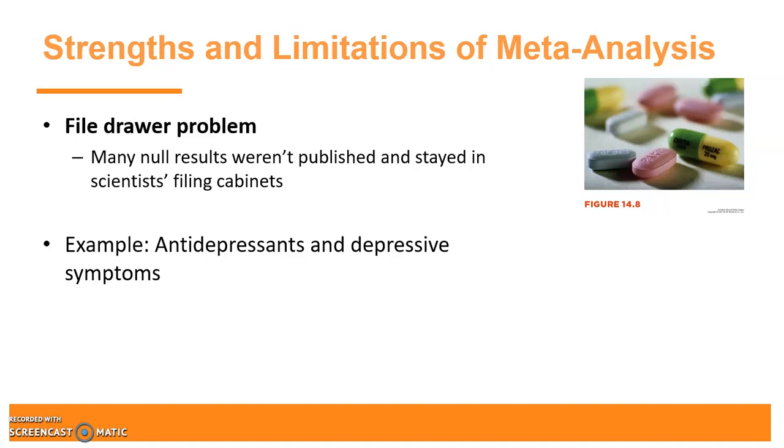Antidepressants and depressive symptoms, for example: if you were to look at just the published results on antidepressants, you'll see that 94% show that antidepressants are effective. However, clinical trials using these drugs actually need to be registered with the NIH, and some of those registered studies don't get published. So when data was examined from all the unpublished and published studies, it showed only 51% of the studies showed an effect of antidepressants.